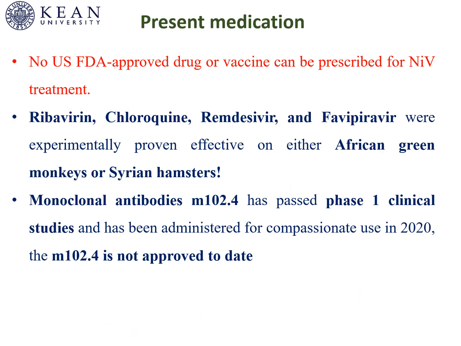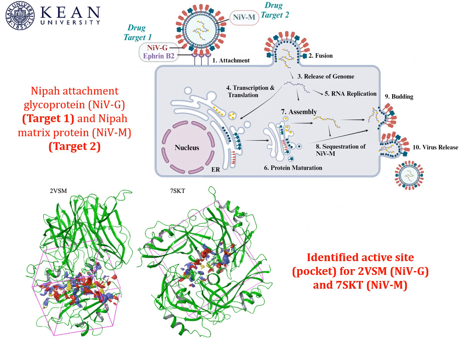There is no present medication or USFDA-approved drug or vaccine for the Nipah virus. Ribavirin, chloroquine, or remdesivir are some drugs. They are mostly checked in preclinical studies, but nothing is approved yet. There is a monoclonal antibody, M102.4, which has passed the phase 1 clinical studies, but again, is not approved yet.